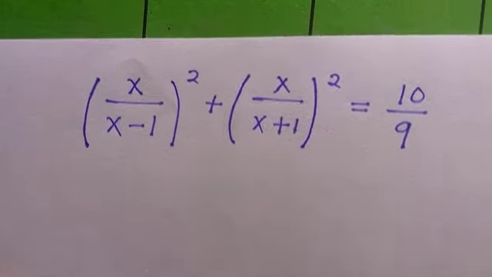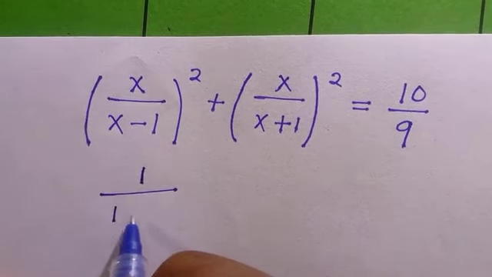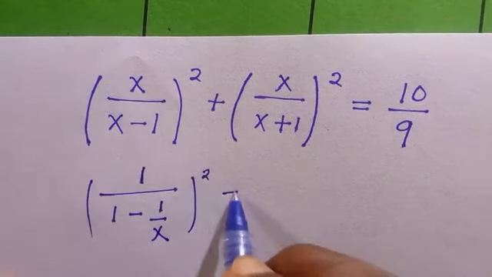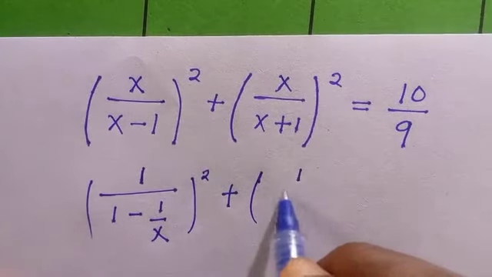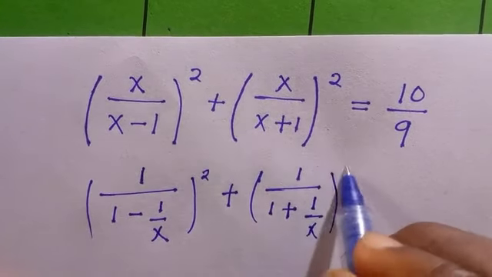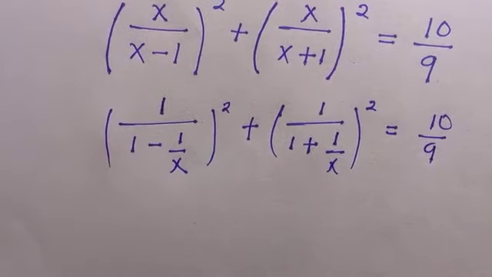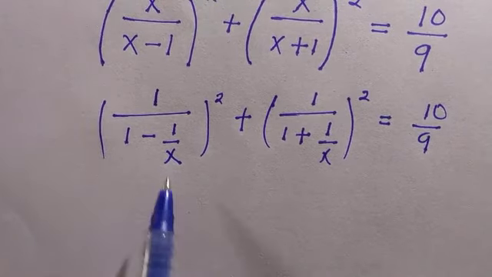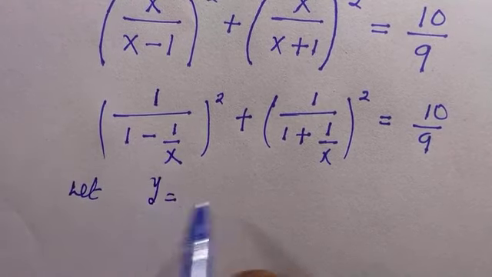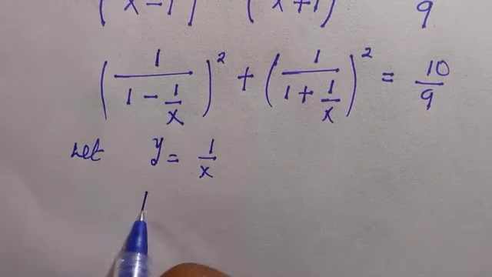The first thing we are going to do here is divide through by x. Doing that, we have 1 divided by (1 minus 1 over x) all squared plus 1 divided by (1 plus 1 divided by x) all squared, and everything equals 10 divided by 9. On getting to this, what we do next is let 1 divided by x be another letter.